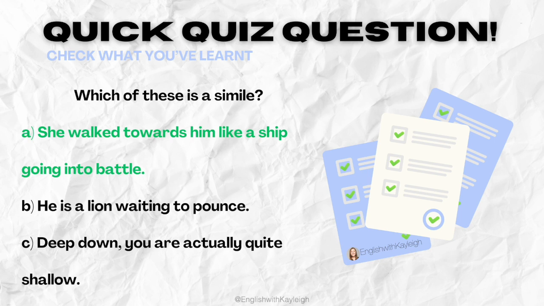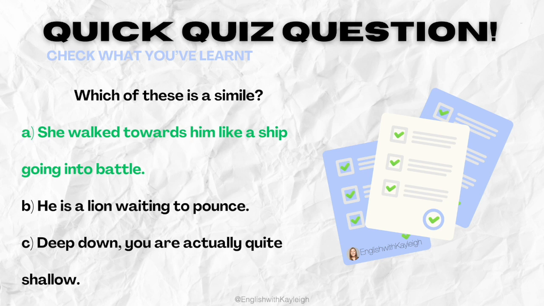But in a nutshell, B is a metaphor, because here they say something is something else, a comparison of two unlikely things. Not saying he is like a lion, but saying he is a lion. Don't forget that's the main difference. And I've got a video on metaphors for you to enjoy.